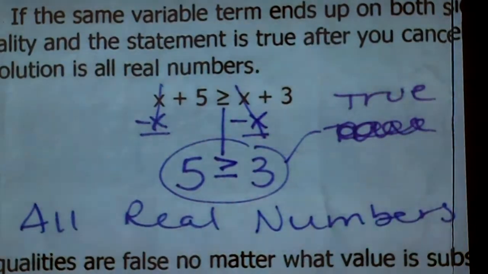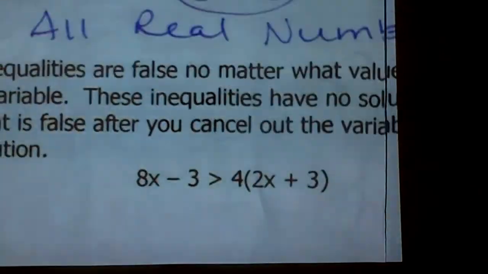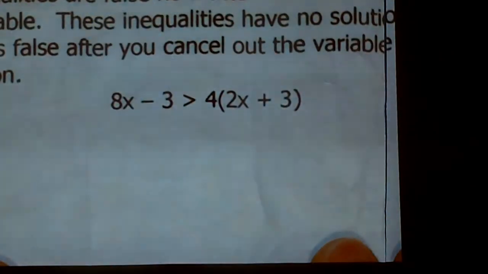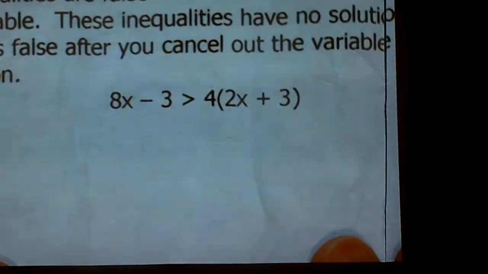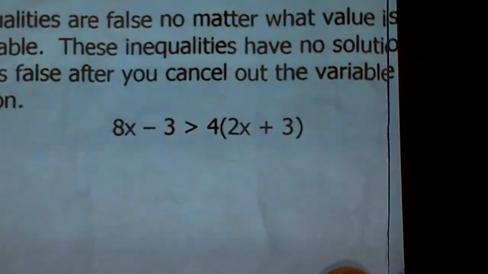Sorry for my scribbles. Okay, now opposite that, some inequalities are false. No matter what you do, there is not a number that I could plug in there to make it true. So to tell if it's false, after you cancel out your variables, the statement that's left will be false.